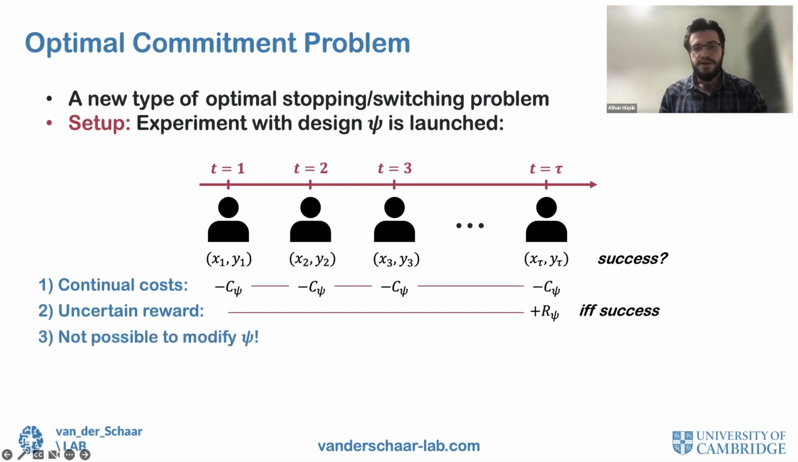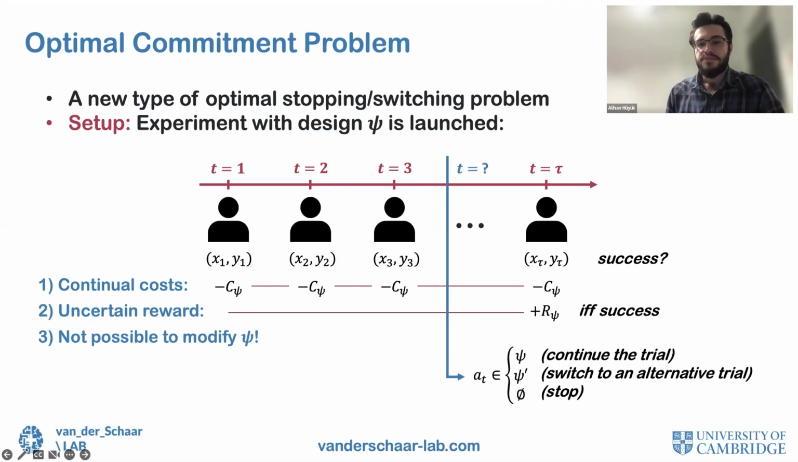And a final aspect is that it's not usually possible to change this design on the go. Then the question the optimal commitment problem asks is, given a time step, meaning I'm in the middle of the trial, maybe I collected 50, 100 samples, whatever, how can I decide between continuing the trial as usual, stopping the trial completely, or potentially switching to an alternative trial?